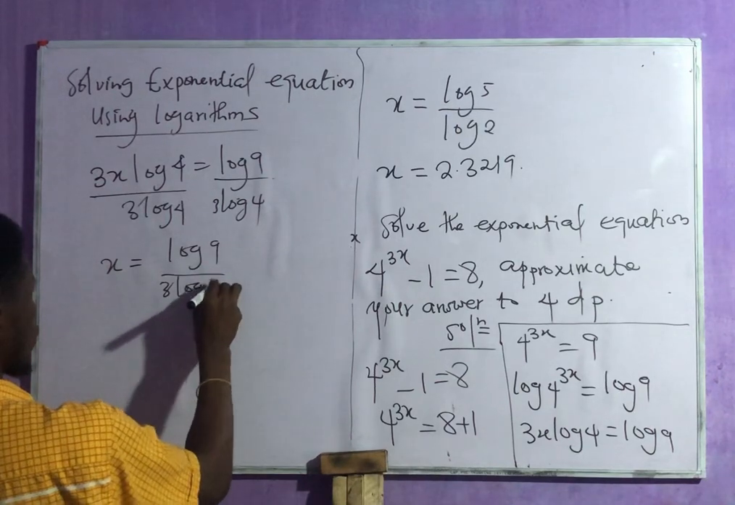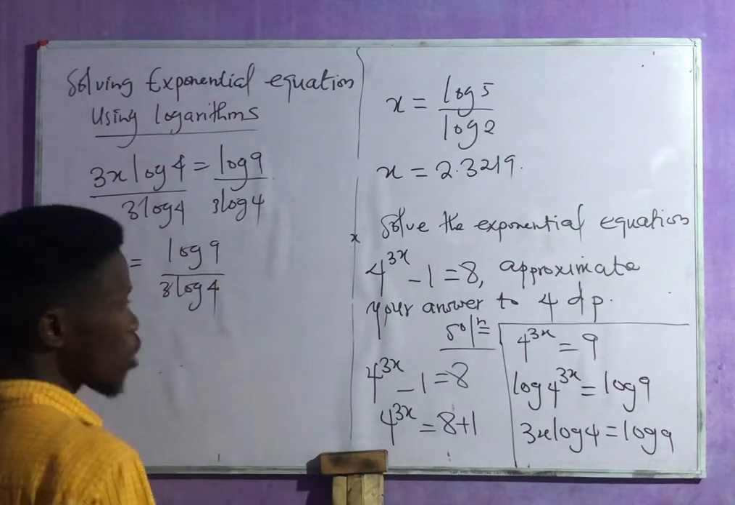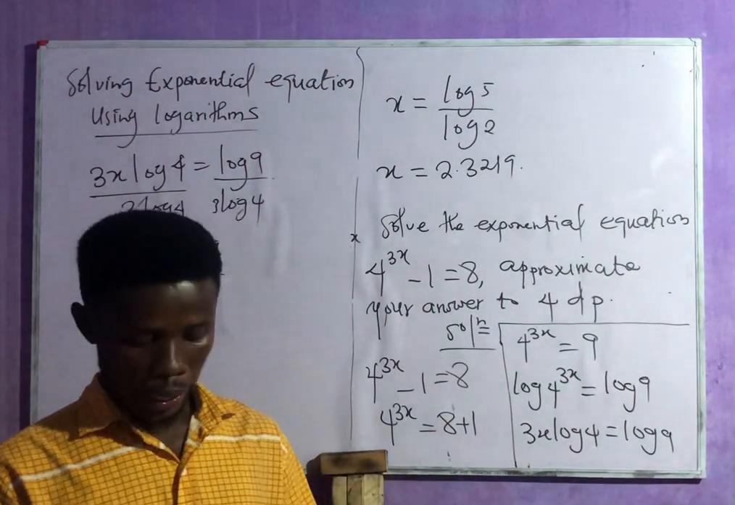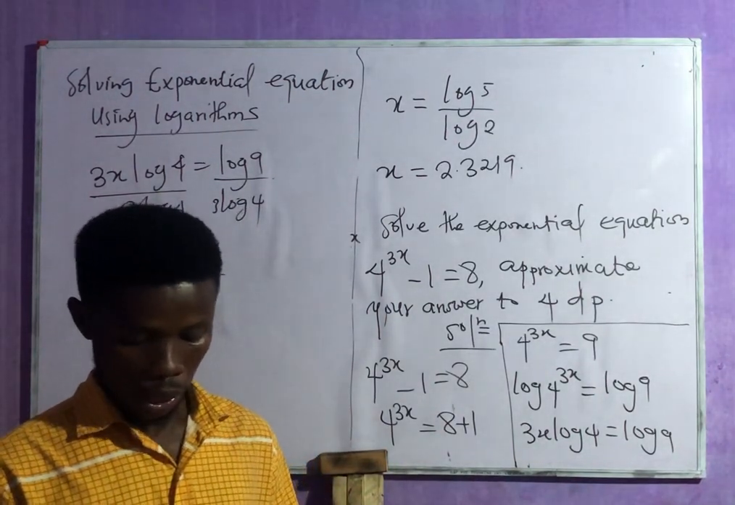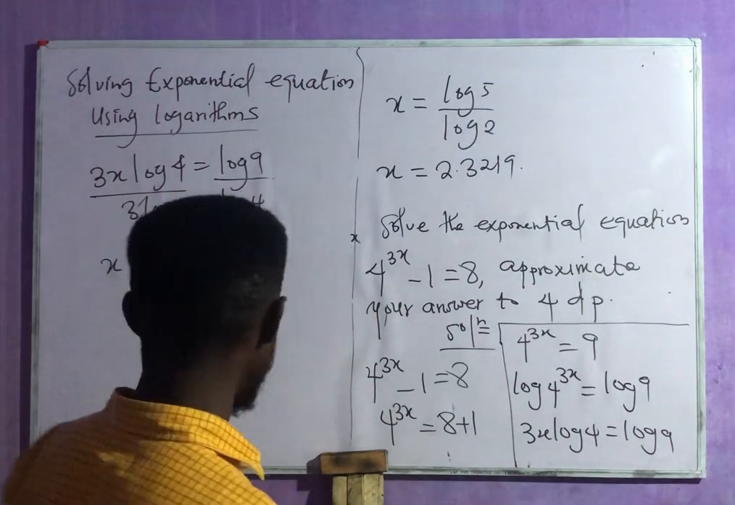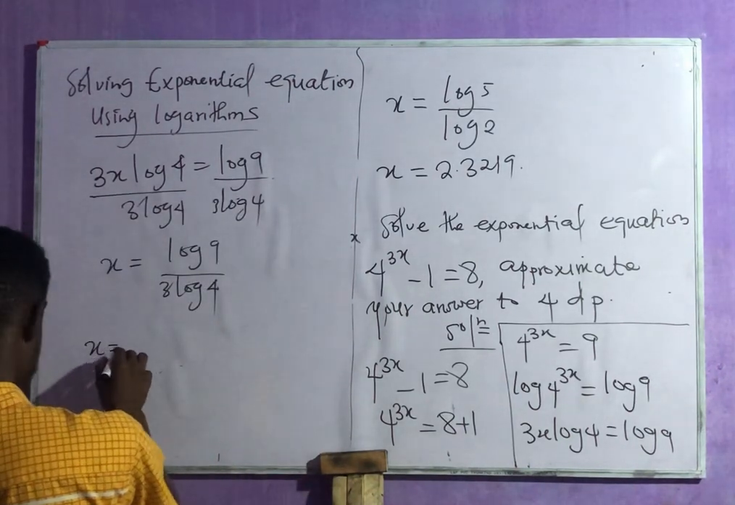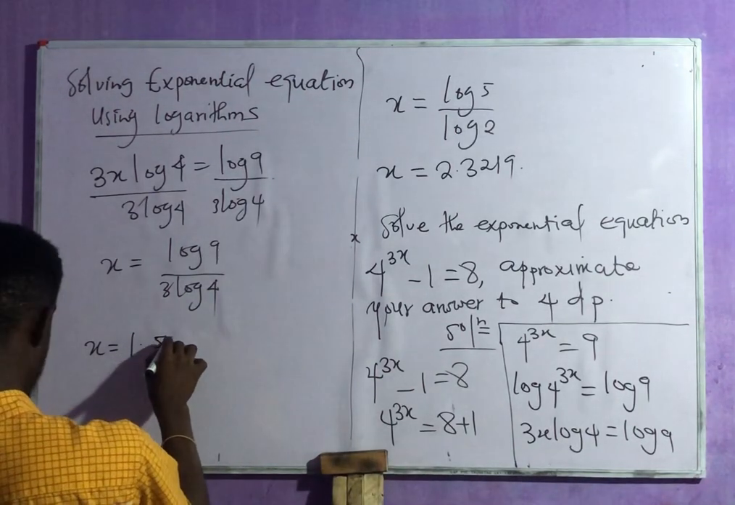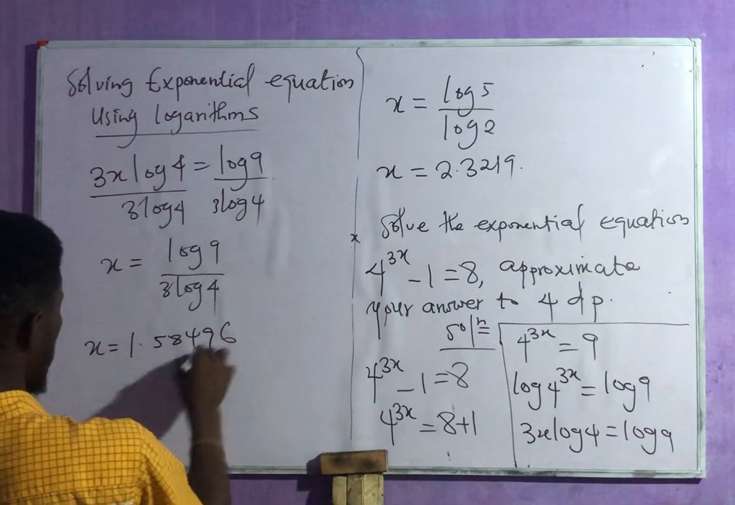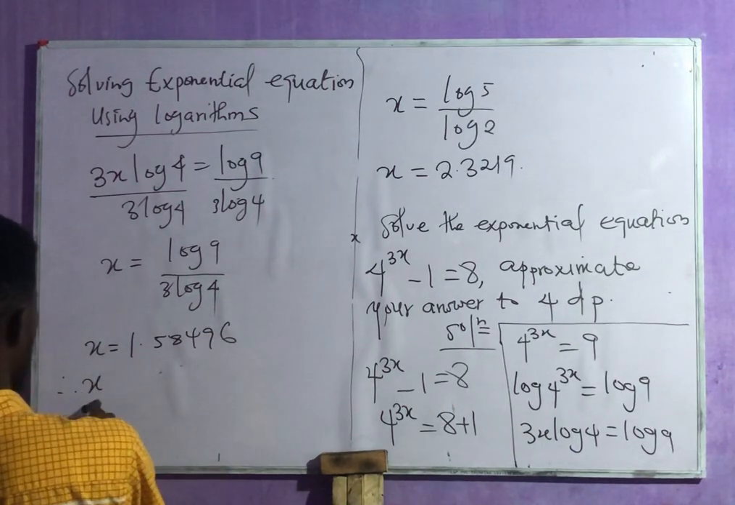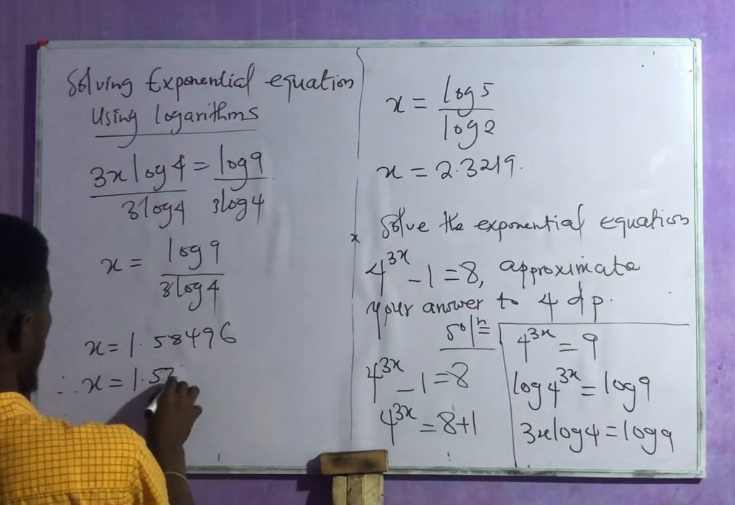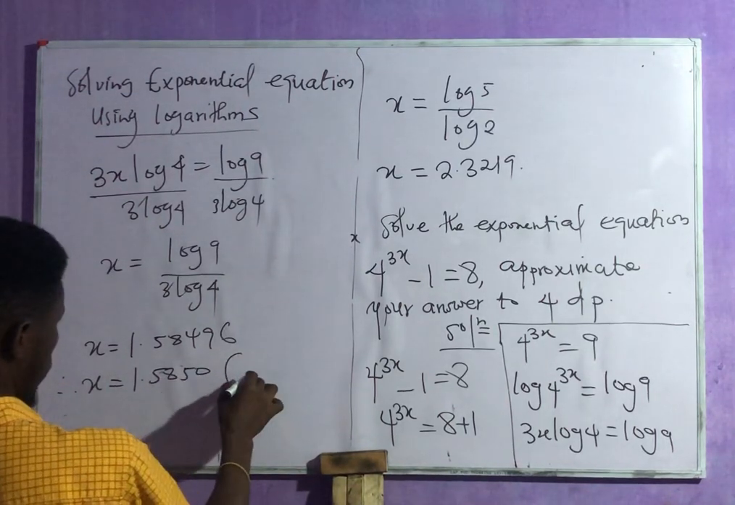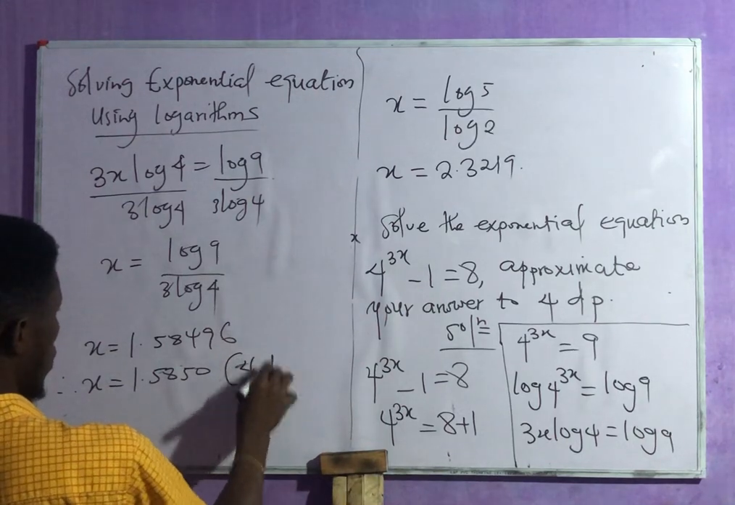Now the question says we should leave our answer in 4 decimal places. That means you have to leave your answer in decimals and round it to 4 decimal places. So you put this in the calculator and you have your x to be 1.58496. So therefore our final answer for x will be 1.5850 to 4 dp.